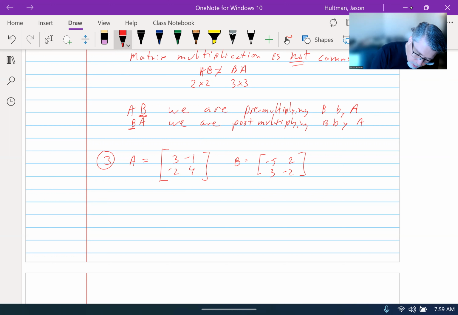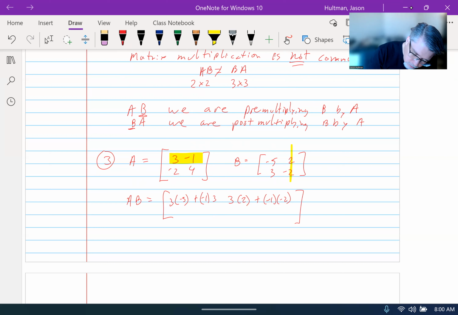Okay. Let's multiply A times B. Okay, AB. What's AB going to be? Okay, again, that's first row, first column. And so that's going to be equal to 3 times -5 plus -1 times 3. Okay. Now we'll do first row, second column. So first row, second column, I'm going to move over. For that, that's going to be 3, 2 plus -1 and -2.